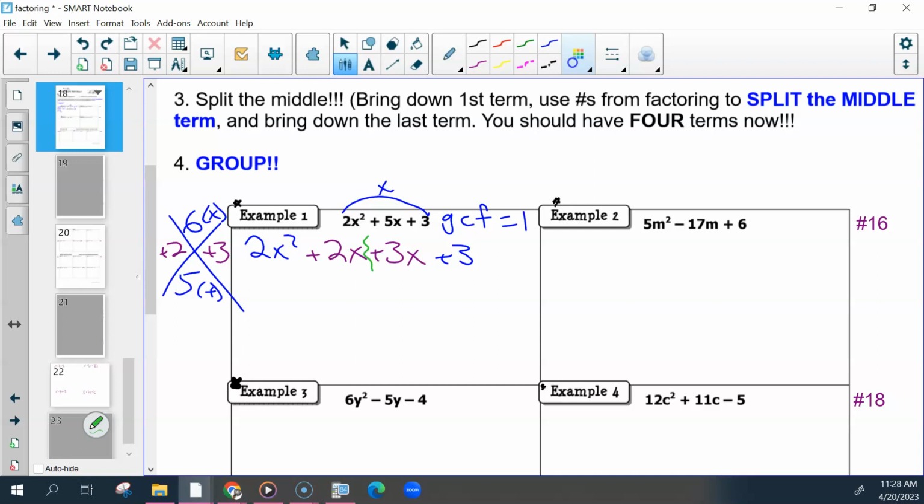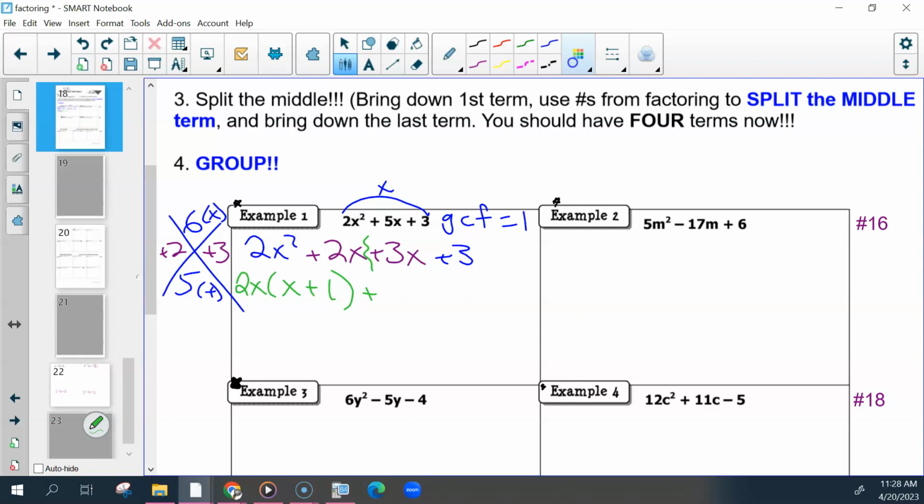What do the first 2 have in common? 2 and x, yes. So if we're dividing everything by 2x, sorry, not everything, just these first 2 things, what would be left? x plus 1. Bring down your sign, the plus.